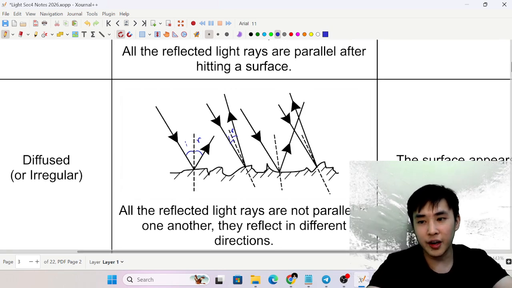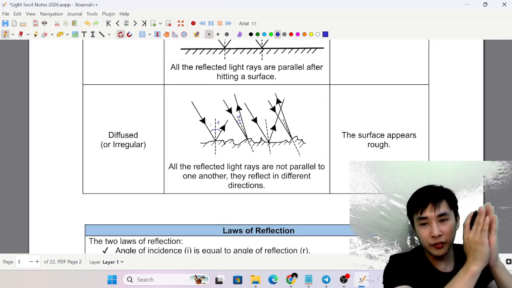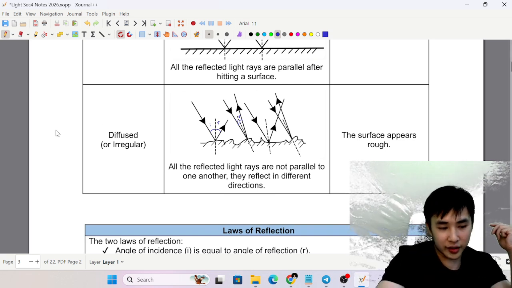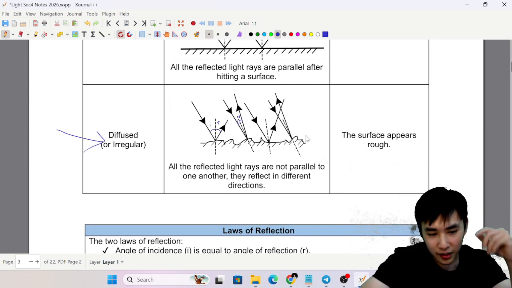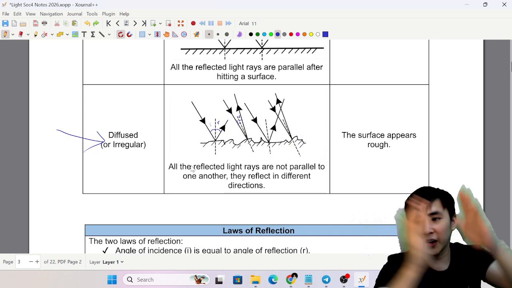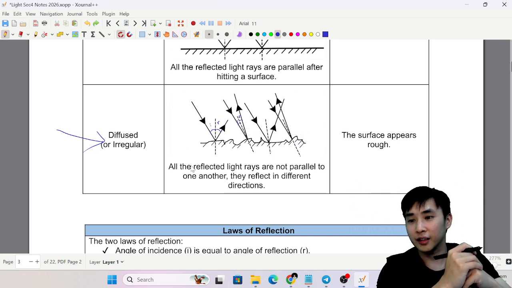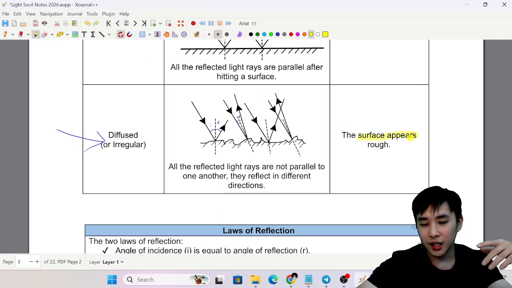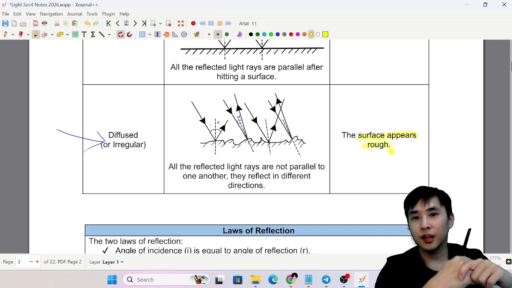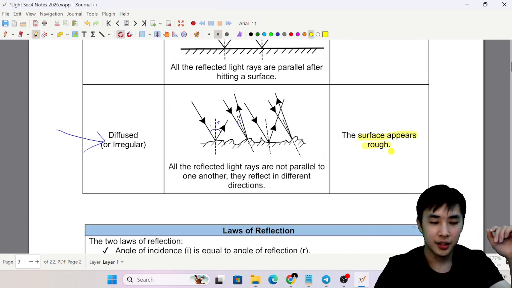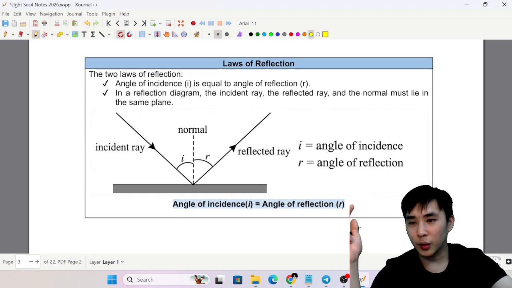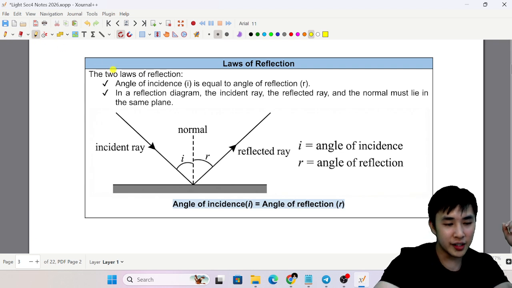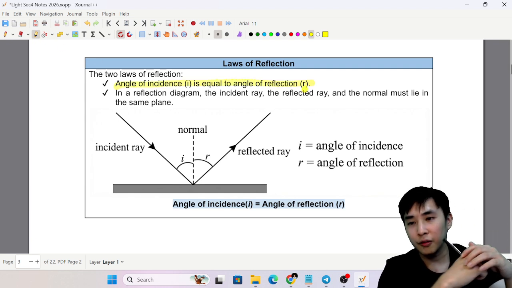So there's this very important rule which states that the angle of incidence must be equal to the angle of reflection. It's just that in this case, because the surface is not smooth, your reflected rays are not parallel to one another. And when they're not parallel to one another, we can say the surface appears rough. So that's the thought process behind this. This was one of the most important laws of reflection: the angle of incidence is equal to the angle of reflection.